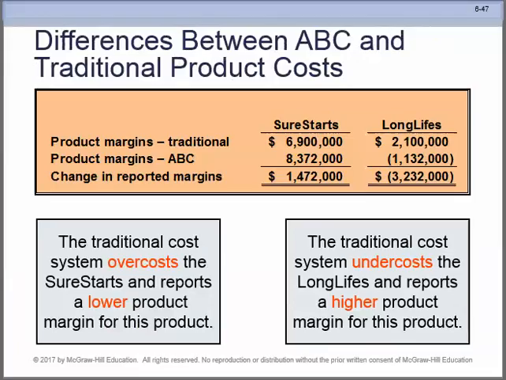Okay, so now some differences. The traditional cost system overcosts the Sure Starts and reports a lower margin for this product. In English, it means that a greater percentage of the overhead is assigned to the Sure Starts, making it look like it's less profitable than it may be, and vice versa for the long life. It's giving it fewer manufacturing costs because it doesn't consider the design changes. Okay.